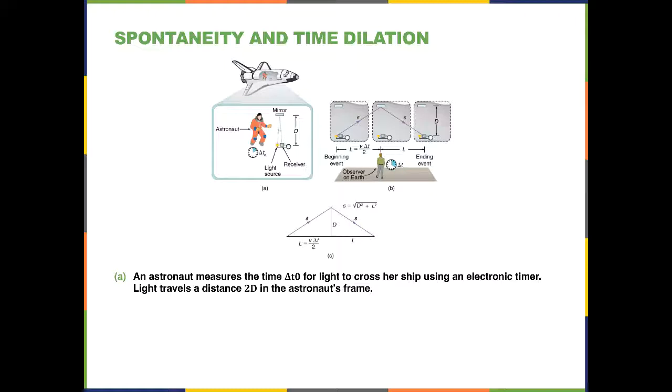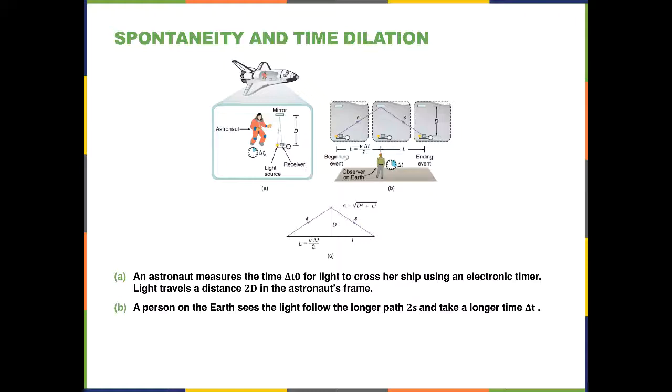Now, let's look in the first, in A, you have an astronaut measuring the time it takes for light to go across the ship from a light source and then come back to a receiver. And the distance that light has to travel would be designated D. And then obviously if it goes to the mirror and back, that's 2D. And the time it takes to cross the ship and come back is called T sub 0. So the time of travel is delta T sub 0 and the distance traveled is 2D.